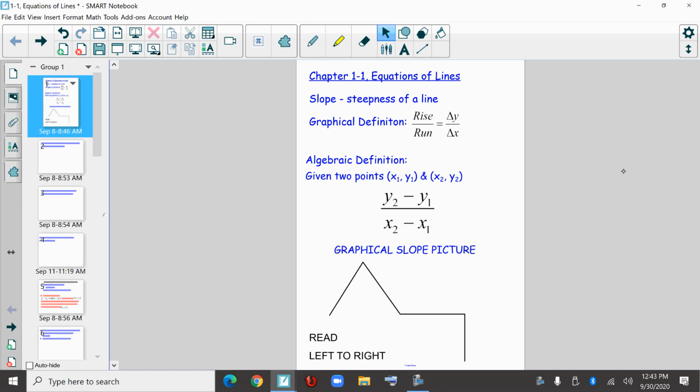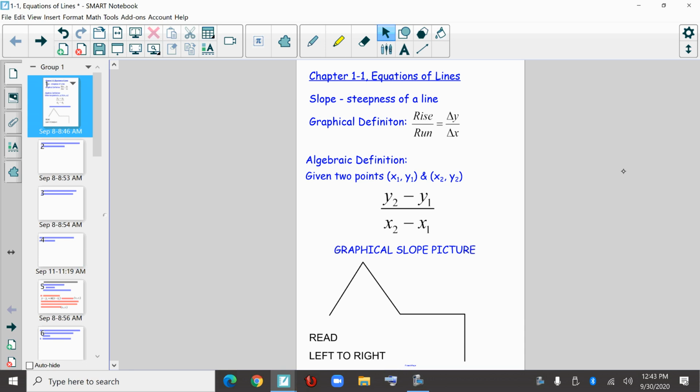Okay, today we're going to talk about Chapter 1. Chapter 1 is Equations of Lines. And this is review. This is something we've done multiple times in Algebra 1, Geometry, and Algebra 2, and now we're reviewing it again in pre-calculus. It's the foundational things that you have to be able to understand to be able to move on in pre-calculus.